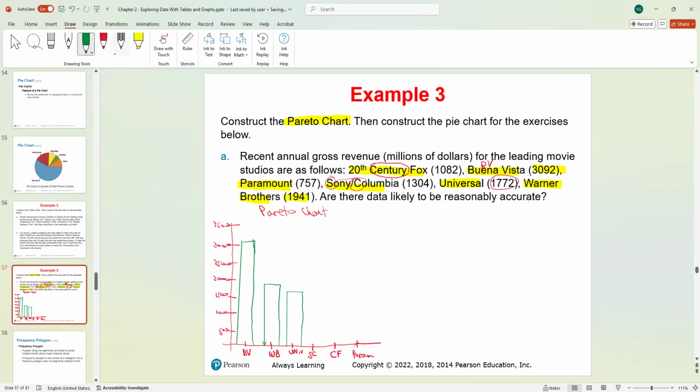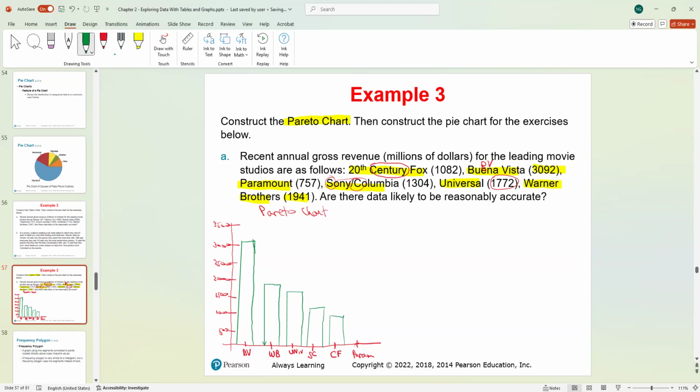We're going to go Sony Columbia, 1300. That's below. I'm sketching it, okay? Doesn't mean it should be exactly like this, but you see there are gaps between the bars. That's why it's not a histogram. Remember, if it was a histogram, the bars would attach to one another, and you cannot use a histogram to display qualitative data. Use a histogram only for quantitative data, numerical response. All right, so let's go for Century Fox, 1000-something, maybe over here.